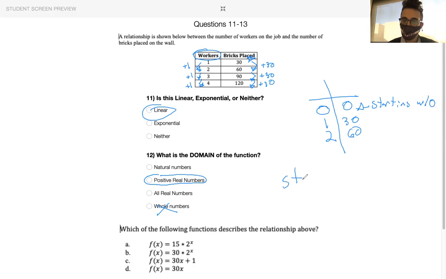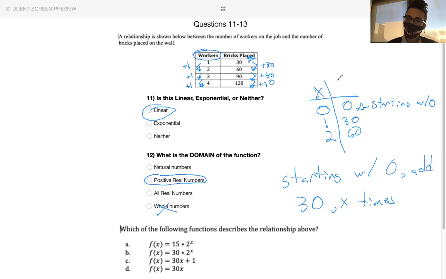So starting with 0, we add 30 x times. So that 1 right here makes the most sense. D.